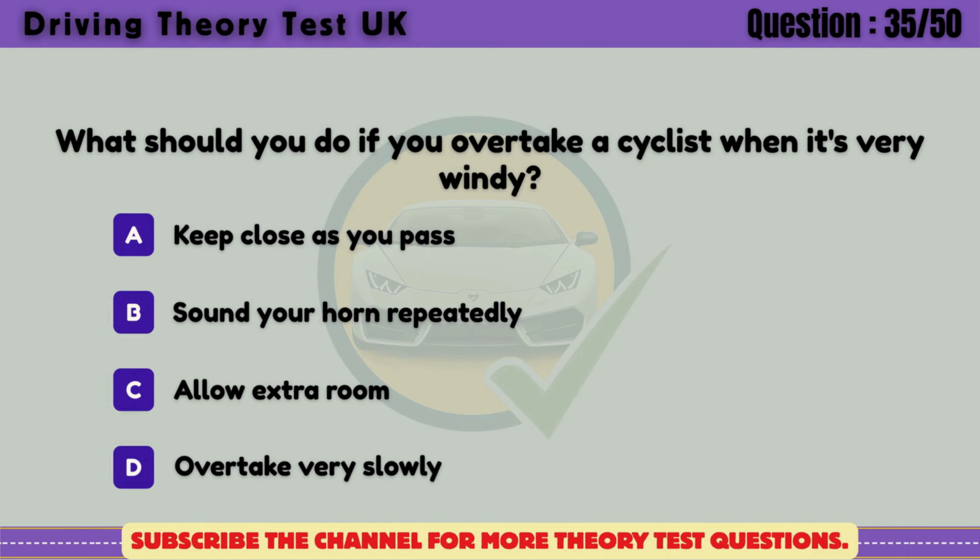Question 35. What should you do if you overtake a cyclist when it's very windy? Option A. Keep close as you pass. B. Sound your horn repeatedly. C. Allow extra room. D. Overtake very slowly.